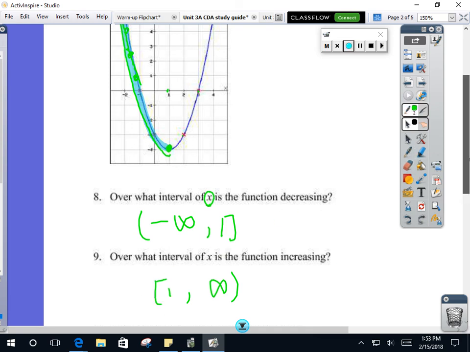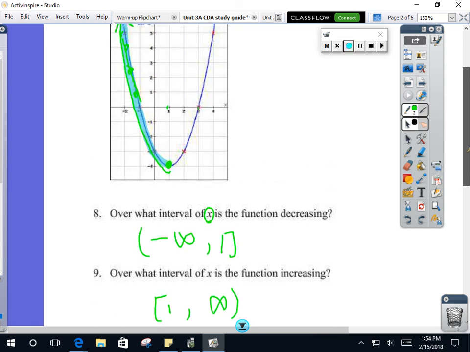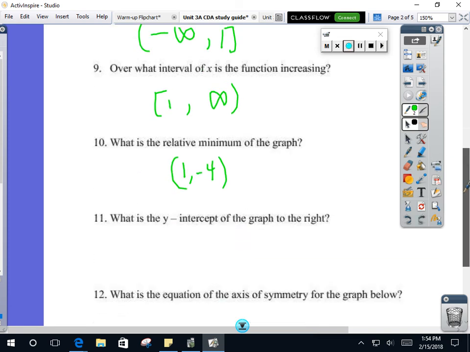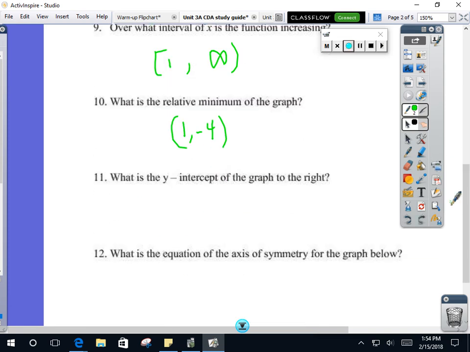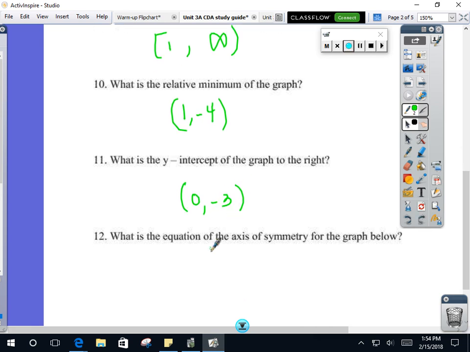Okay, number 10. What is the relative minimum of the graph? 1, negative 4. What is the y-intercept? 0, negative 3. What is the equation of the axis of symmetry? Where would you have to draw a line to cut that parabola in half? x equals 1. Okay, next page.